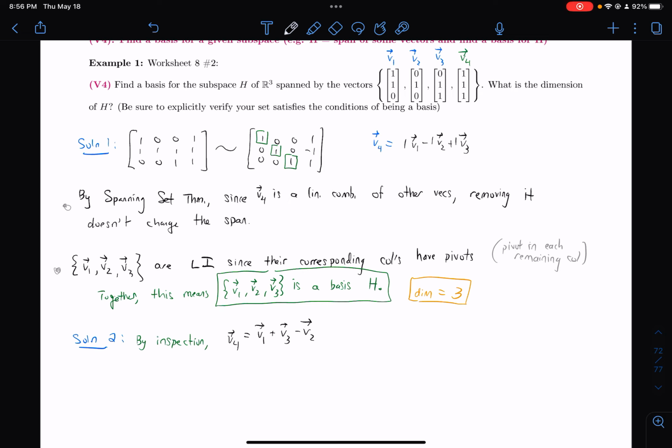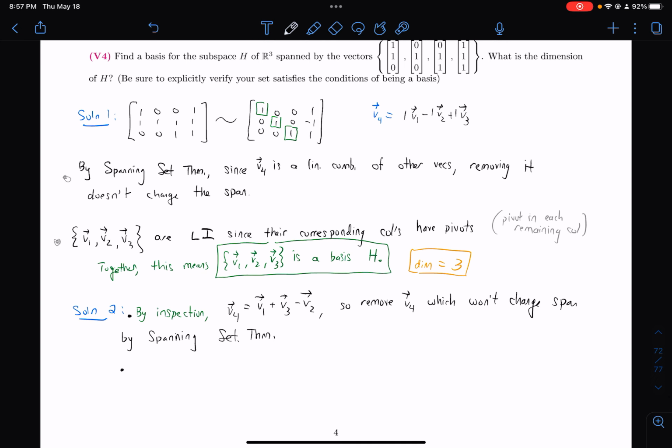But if I was able to tell that just by looking at it, well, we can remove it from the list. So we remove V4, which won't change the span by the spanning set theorem. So I'm justifying why. It's the spanning set theorem that tells me that if I remove a vector that's a linear combination of the others, it won't change the span. Okay, so bullet point, span has stayed the same.